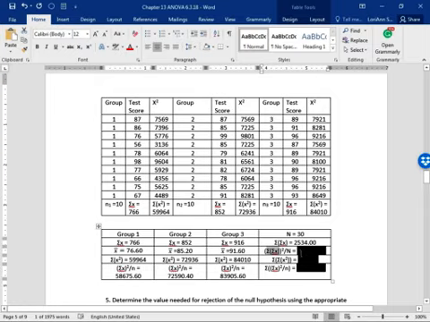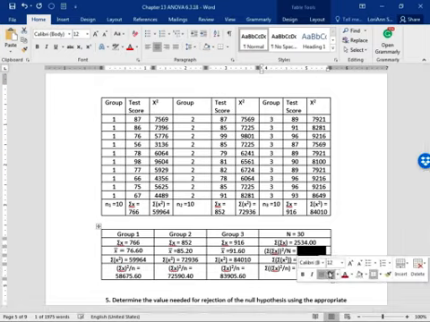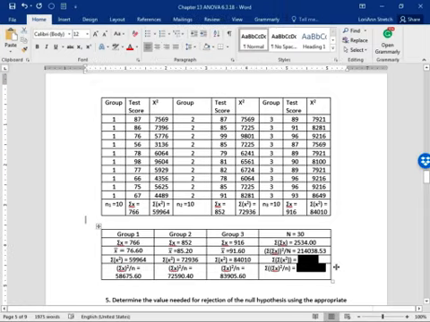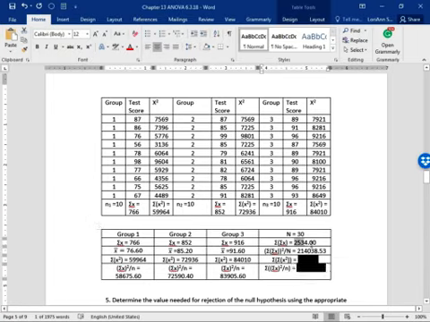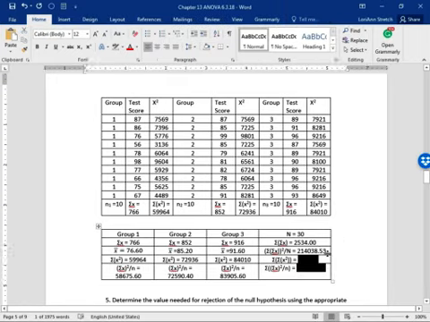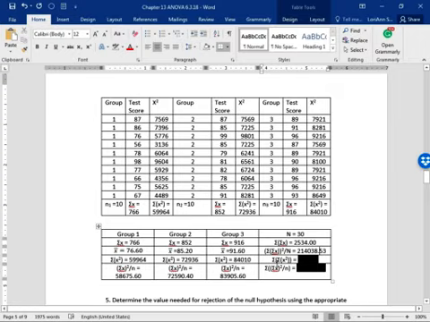Then I'm going to square it, and when I square it, I'm going to get this number, okay? Because I'm going to divide it by 30. That's what the n is, 30. So I just square this number, and then I divide it by this number, and I get this number. Okay, now this is the summation of x, squared.